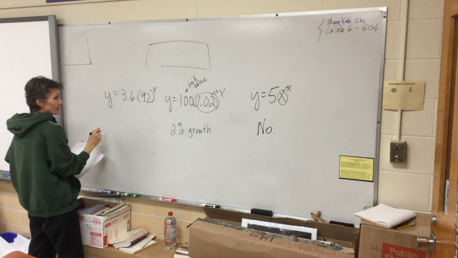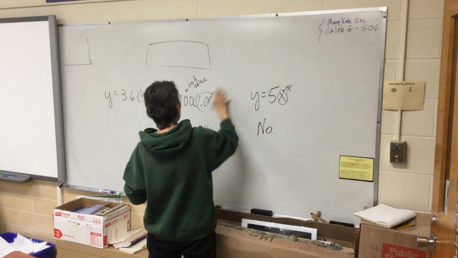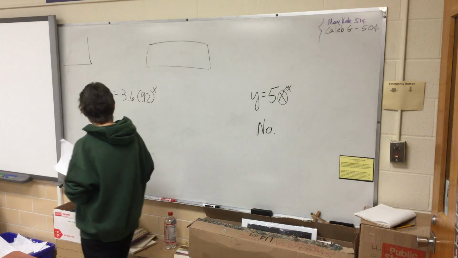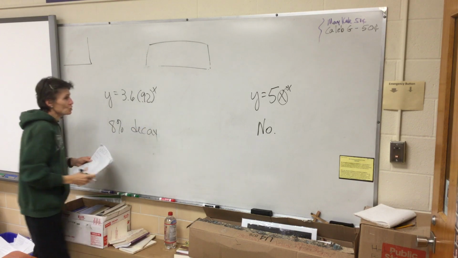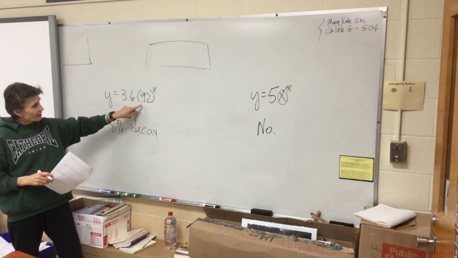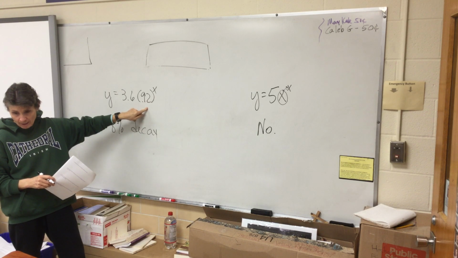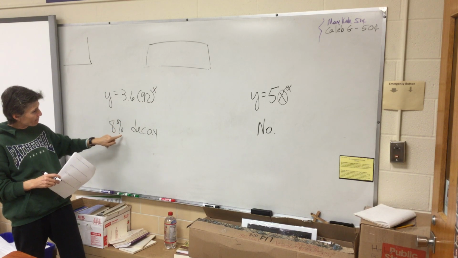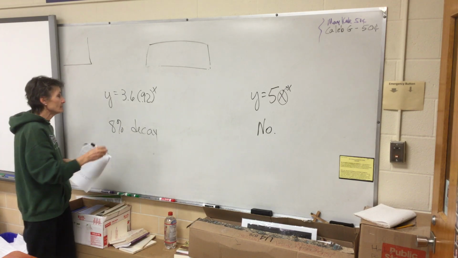All right, Katie Shin, exponential? Yeah, 8% decay. Listen to that. It is indeed exponential, and she says it's 8% decay. She knows it's decay because this number is less than 1. How much less than 1? 0.08. So that's why she said 8% decay. Very good, Katie. And I have a question.